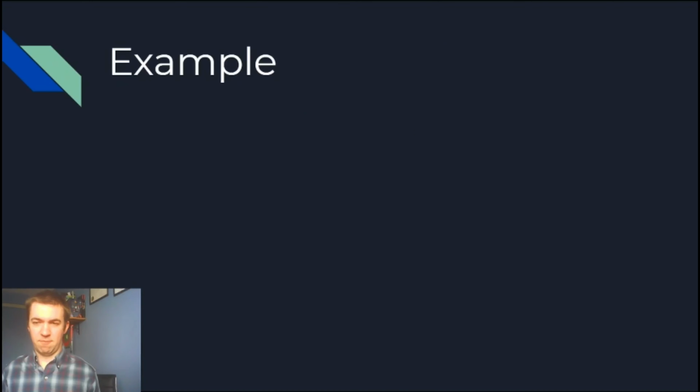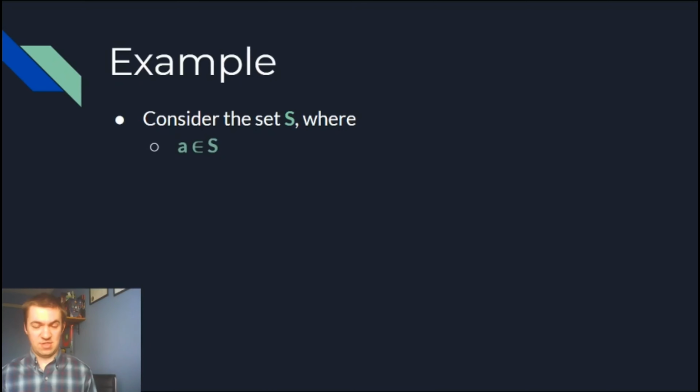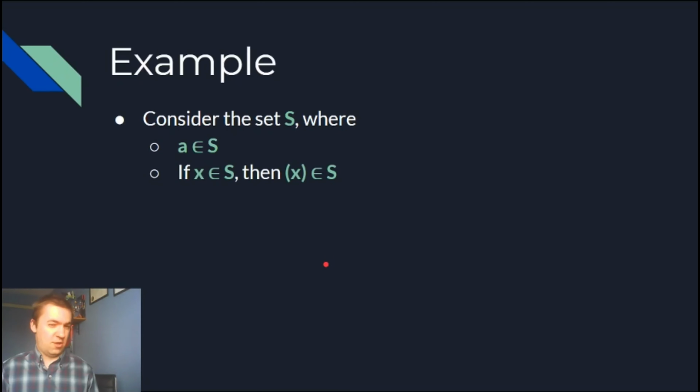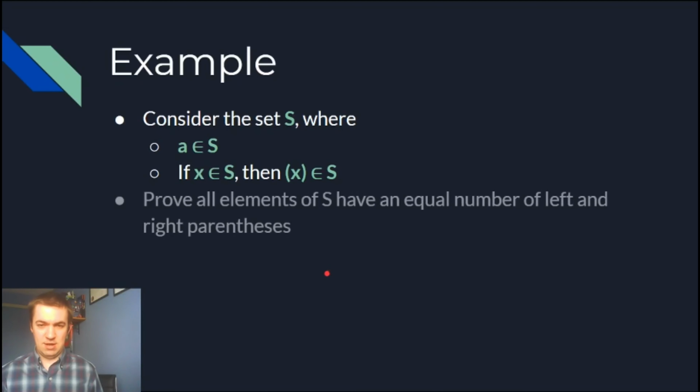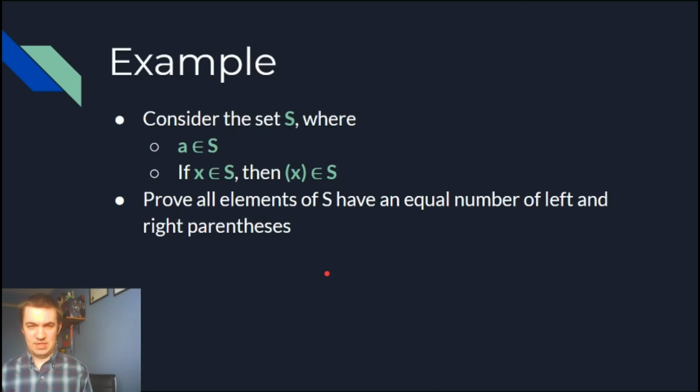Before we go to our full binary tree example, let's look at something really, really simple. Consider a set where all we have is the letter A, it belongs in the set, and in addition to that, for any other element of the set, that element surrounded by a pair of parentheses is also in that set. So we can have A with a pair of parentheses, A with two parentheses on the left, two parentheses on the right, and so on and so forth. And now let's suppose we need to prove that all elements of that set have an equal number of left and right parentheses. This seems kind of obvious because you're always adding one to each side.